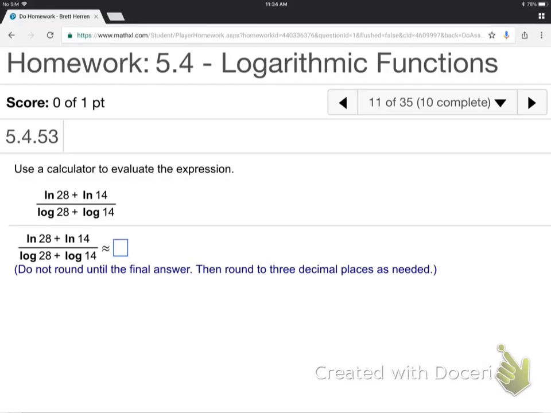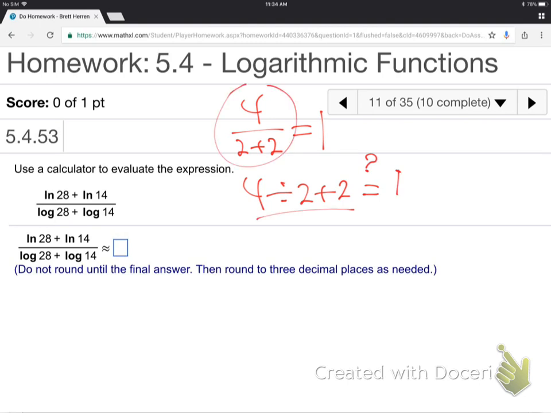Let me mention something about calculus. Let's do it this way. What if I go 4 over 2 plus 2? What does that equal? It's 4 over 4, it's 1. If I type into my calculator 4 divided by 2 plus 2, will it tell me 1? Is that the same as that?